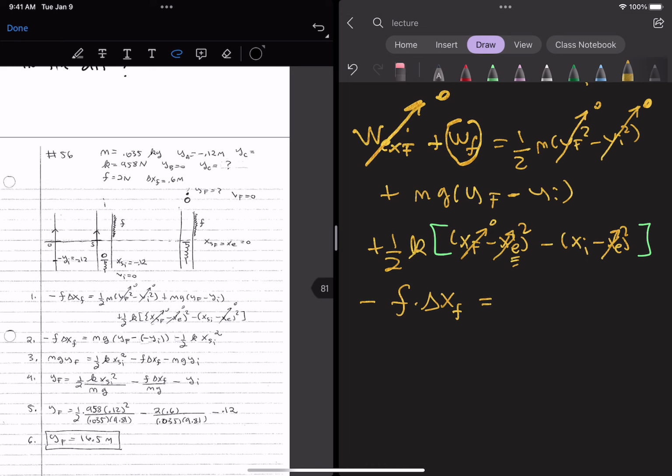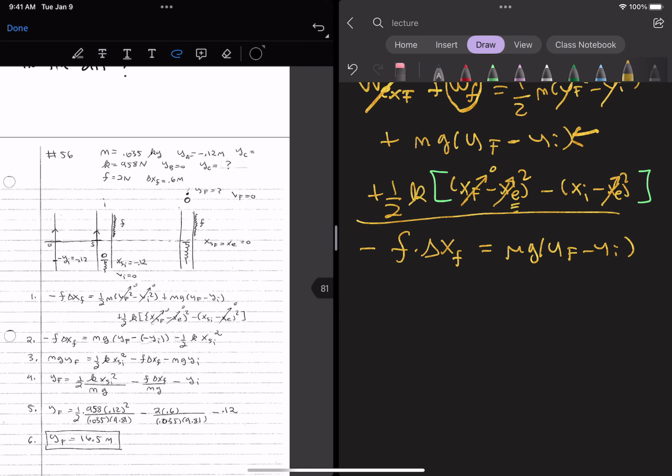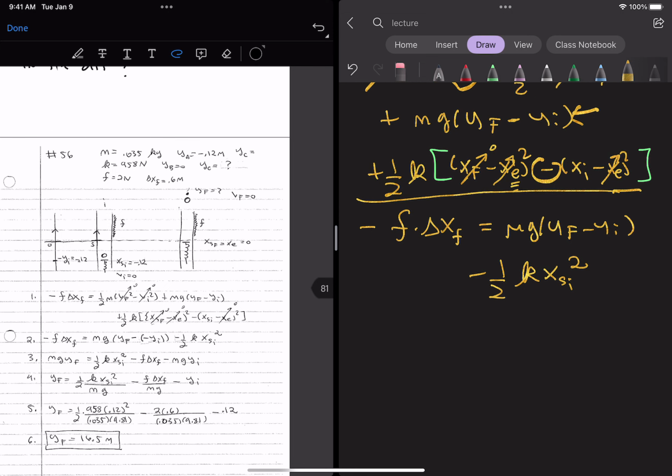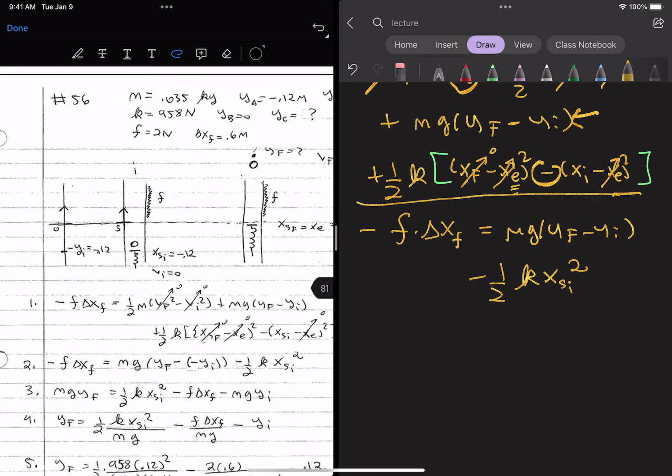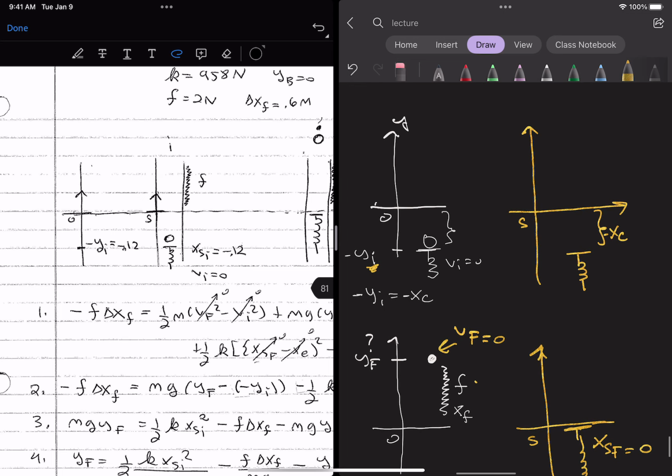And then that's going to equal the gravitational potential energy term, which is going to be mass gravity, y final minus y initial, and then plus the spring potential energy term, and there's a minus in front here, so it's going to be minus 1/2 k x spring initial, or the compression of the spring, squared. And even here we can have some more simplification. In this picture, the initial position of the spring is the same as the compression of the mass, and they're both negative.